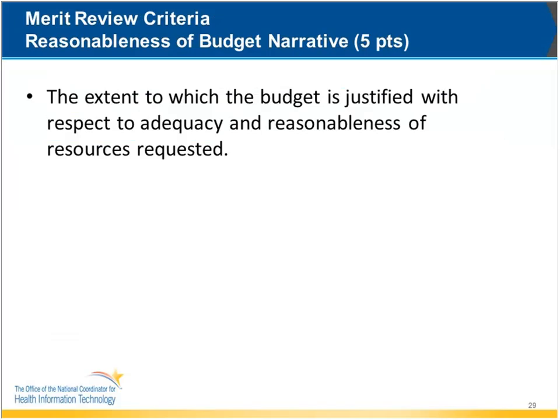The last merit review criterion is the reasonableness and budget narrative, which is worth 5 points, and this assesses the extent to which the budget is justified with respect to adequacy and reasonableness of resources requested.